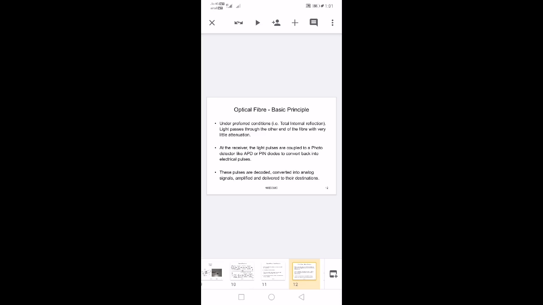And at the receiver, these light pulses are coupled to a photodiode, avalanche photodiode or PIN diodes that are used as light detectors to convert the light back into electrical pulses. These pulses are decoded, converted into analog form by using the digital to analog converter, and then amplified and delivered to their destination. So the principle involved in the case of optical fiber is total internal reflection.